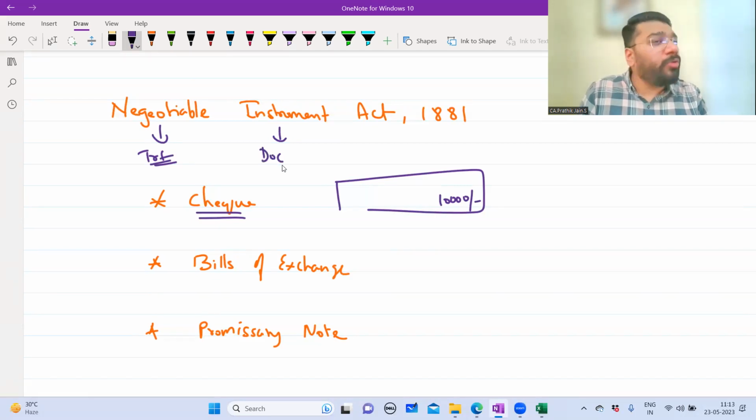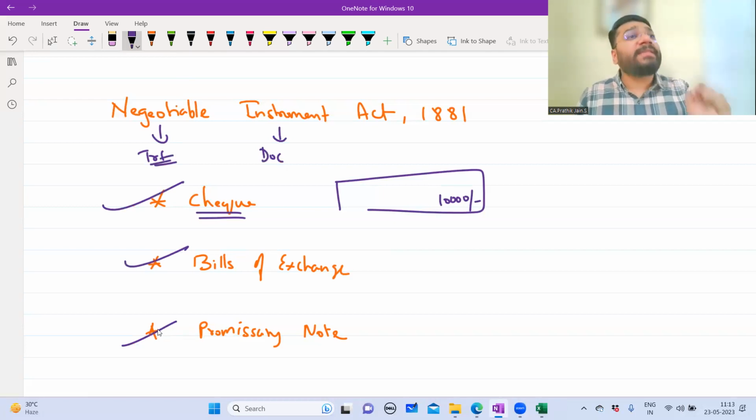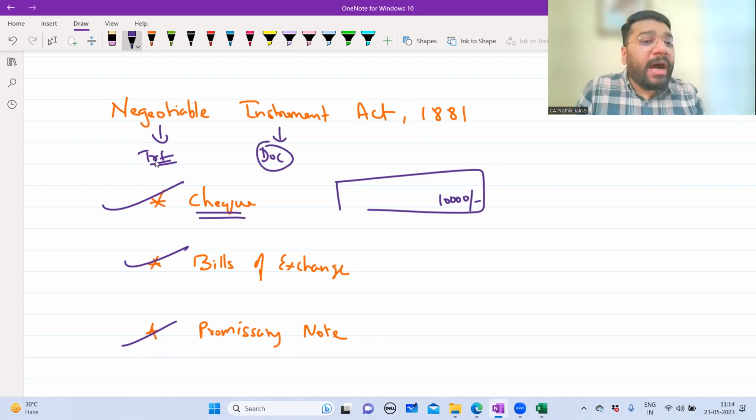We are talking about the documents. Which documents? We're talking about cheque, bill of exchange, and promissory note. These are modes of payment. Cheque is a mode of payment. Bill of exchange is a mode of payment. You give a bill of exchange, against that you get money. You give a promissory note, against that you get money. So all these three are methods for payment. So these documents of payment are transferable. If you give me a cheque, I can transfer the very same cheque to somebody else. If you give me a bill, I can transfer that bill to somebody else.